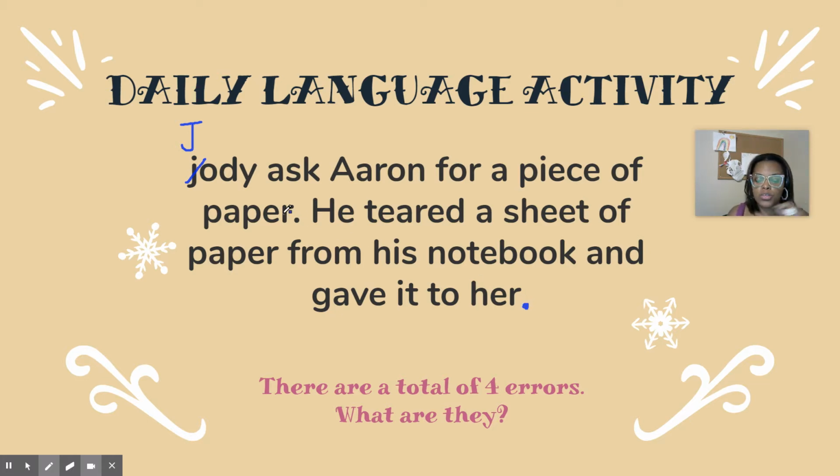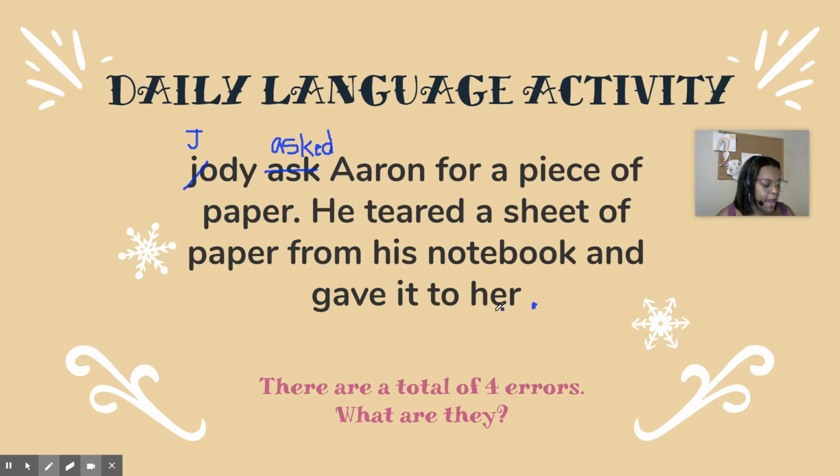Now let's go back and reread because we're great readers. Jody asked Aaron for a piece of paper. He teared a sheet of paper from his notebook and gave it to her. Let's see what needs to be fixed next. Jody asked. We need to add an ed here because it's past tense. And when a word is past tense, most times we're going to add an ed to the end unless there's a special rule. We get into that in another grammar lesson. So Jody asked Aaron for a piece of paper. He teared a sheet of paper from his notebook and gave it to her.